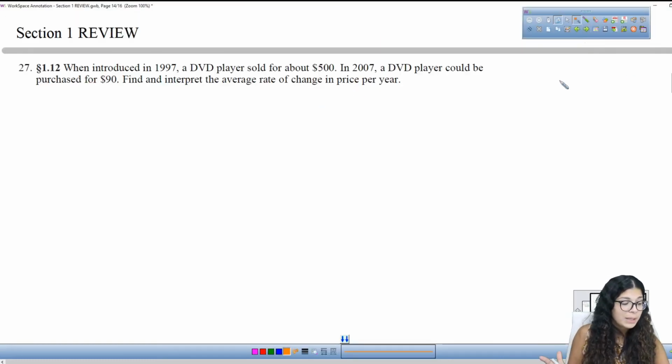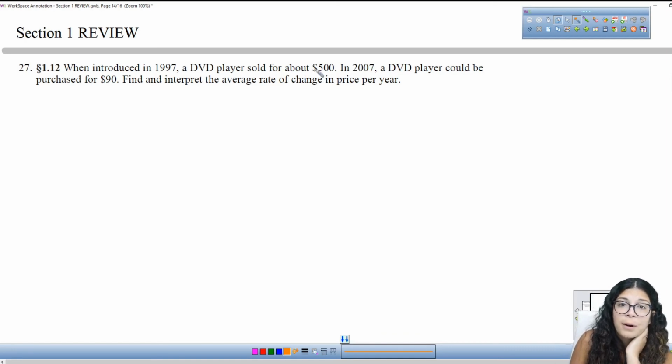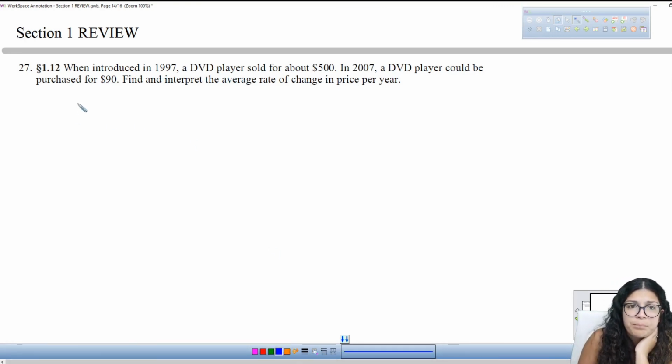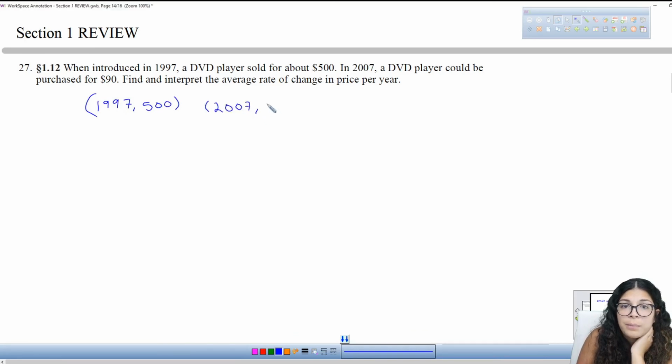So moving on to 27, okay, when introduced in 1997, a DVD player sold for about $500. In 2007, a DVD player could be purchased for $90. So find and interpret the average rate of change in price per year. Okay, so 1997, the price was $500. In 2007, price is $90. So what is the average rate of change?